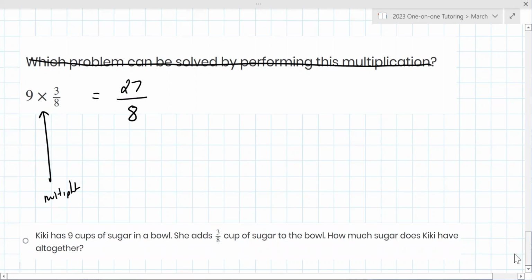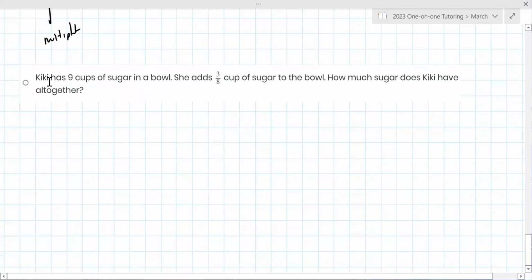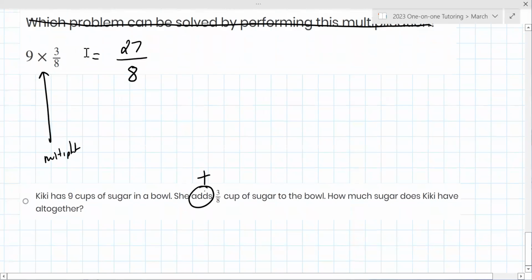Okay, can you go ahead and read this one? Actually, I'll read it here. Kiki has 9 cups of sugar in a bowl. She adds 3/8 cup of sugar to the bowl. How much sugar does Kiki have all together? So there's a key word here that tells you the math operation. Can you identify that word in this sentence? You're welcome to read it one more time. Is it adding? Yes. So this one cannot be correct because we're looking for something with multiplication in it.